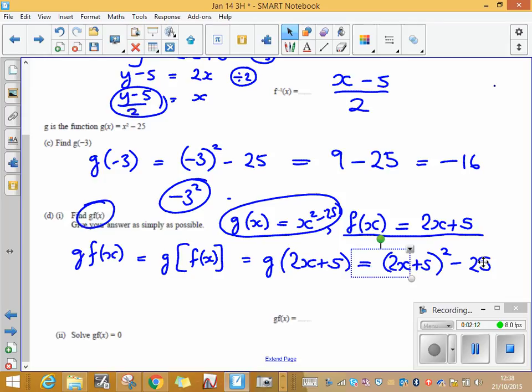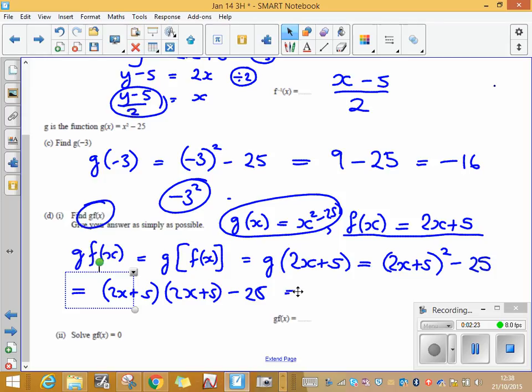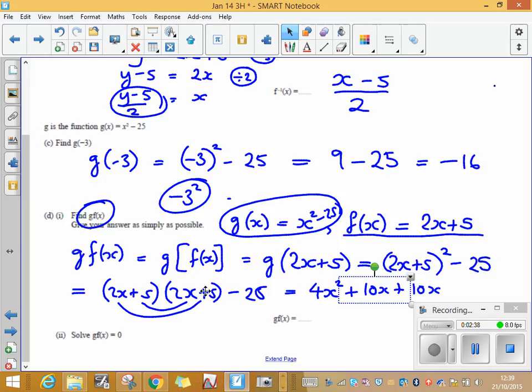Now, to write that as simply as possible, I'm going to have to remove the brackets. So I'm going to do 2x plus 5 multiplied by another 2x plus 5 and then minus 25. So if we remove the brackets, I'm going to do 2x times 2x, well that's 4x squared, plus the outer terms multiplied together gives me a 10x, plus the inner terms gives me another 10x, plus 5 times 5, which is 25, but then I'm going to take away this 25, and the plus 25 and the minus 25 disappear, so I get 4x squared plus 20x. That's about as simple as I can get it.